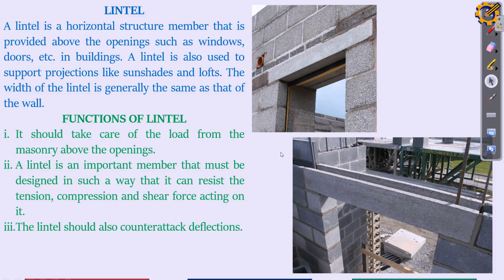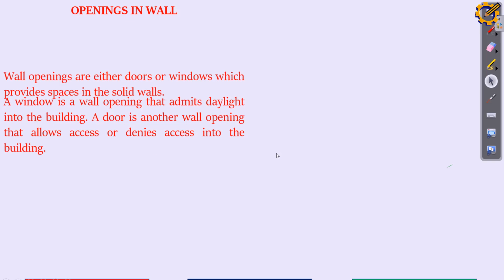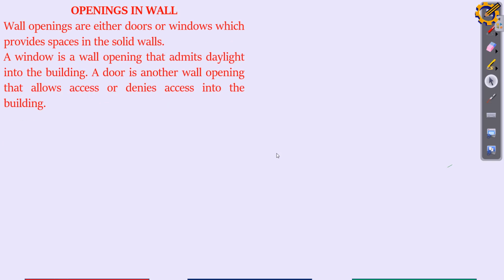Okay. So from there we have openings in walls. Wall openings are either doors or windows, which provide space in the solid walls. So that space you have for your door, for your window, is created as a result of wall opening. A window is the wall opening that admits daylight into the building. Your window is not for aesthetics. The first or primary responsibility of a window is what? Is to permit daylight. Light before air.